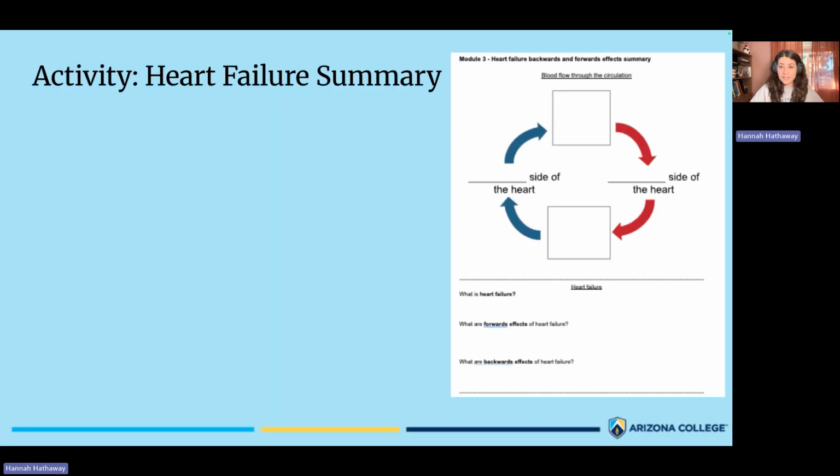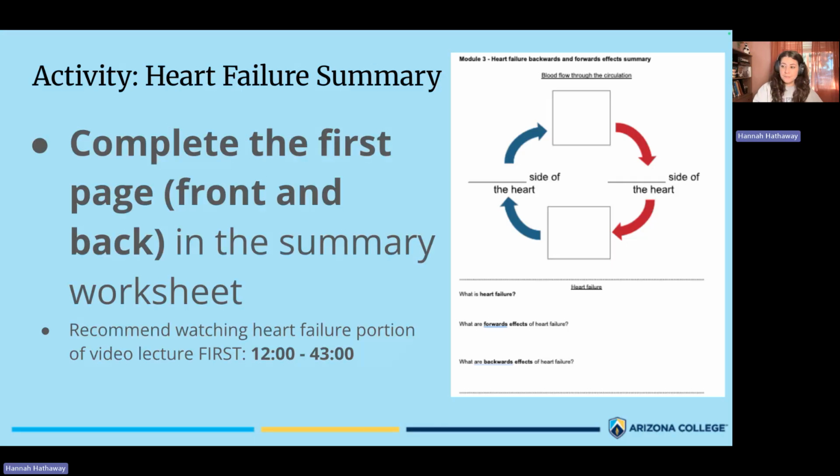So I'm going to switch my camera to a document camera so we can do this worksheet together. Just a heads up, before we do this, if you haven't watched the video lecture yet, please do watch that, because as we're going through this, I'm going to assume that you've already watched the meat of the video lecture about heart failure. At the very least, you should watch from 12 minutes to about 43 minutes. That is the heart failure part of the lecture.